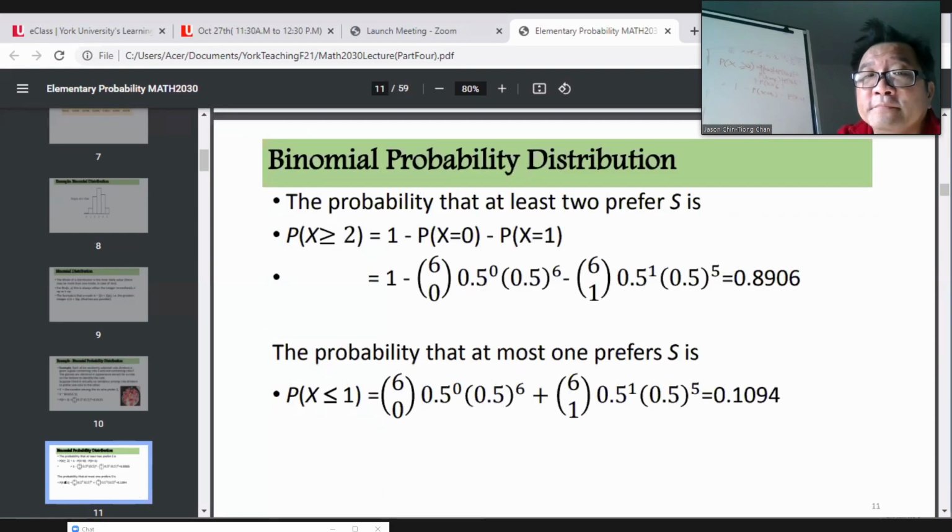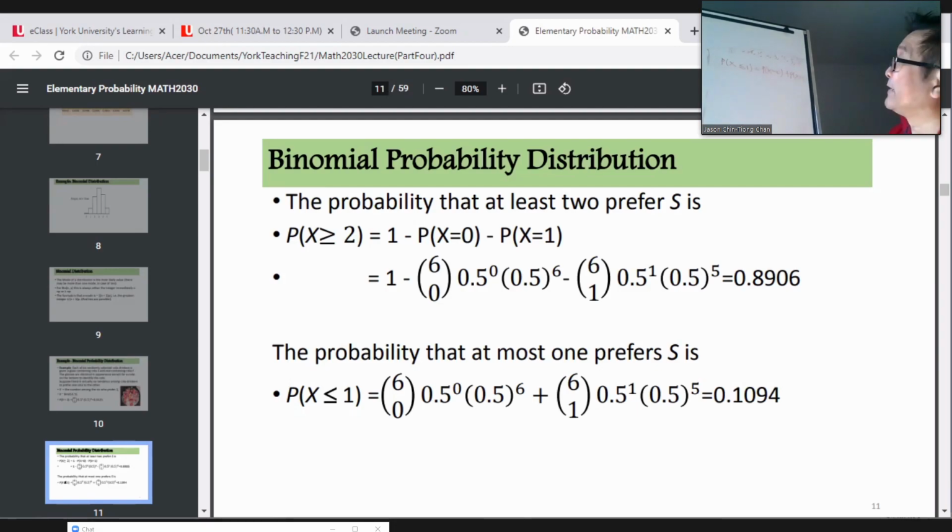Okay. Is complement a good method? We should use complement all the time. Yes or no? Should we use complement all the time? No. The reason that we use complement is that it helps us get the answer easily, subject to the question. So the last one. Of course, if you want to use complement, you still can get the answer. X less than or equal to 1. That means x equal to 0 plus x equal to 1.